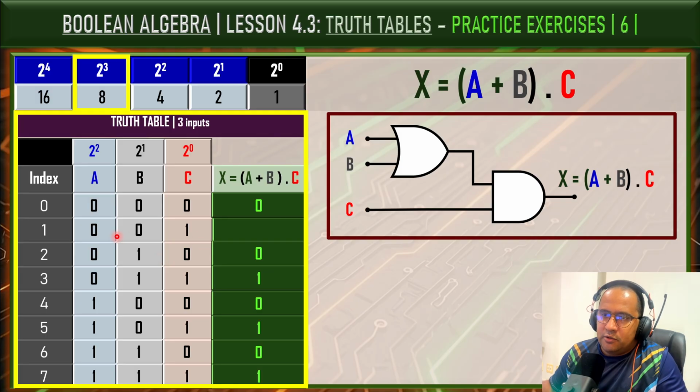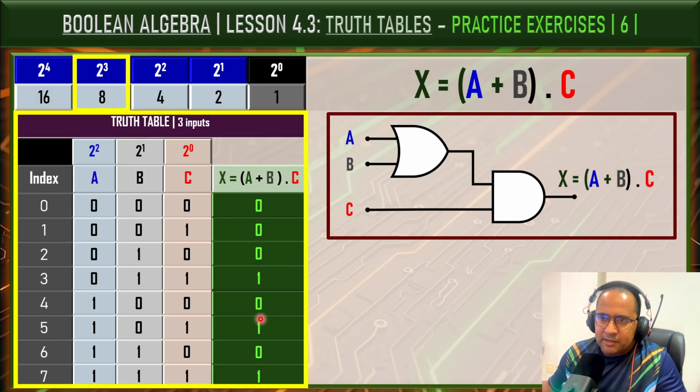Finally, let's analyze the remaining row. C is equal to 1. However, A and B are equal to 0. As a result, the OR gate produces a logic 0 at the output, and this 0 is then applied to the AND gate. And because an AND gate requires all inputs be equal to 1, the final output remains 0.